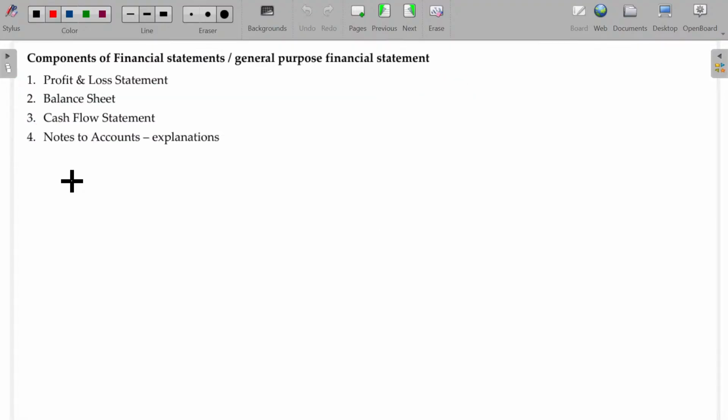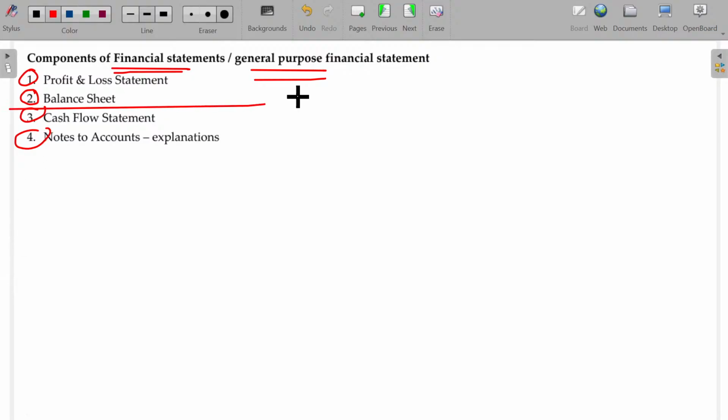Clear? Now, let us deal with the components of financial statements, otherwise called general purpose financial statements. So, trading and P&L account, balance sheet, cash flow statement, and notes to accounts. All four will be called financial statements. Usually at the inter and foundation level, while preparing final accounts, you study only two of these. But a company that wants to report its financial performance has to give cash flow statement also.